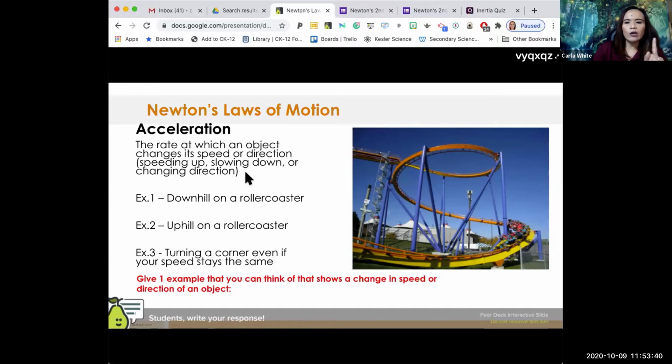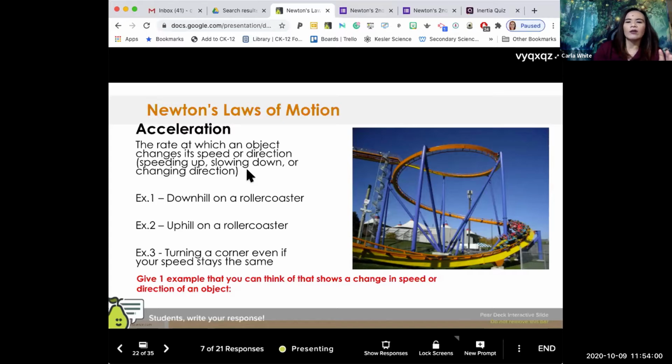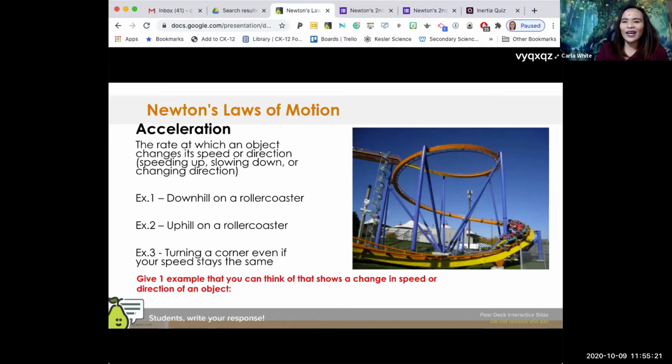I would like you to think of one instance or example that you think shows a change in speed or direction, or that shows acceleration. Remember, acceleration is not just speeding up, but also slowing down or making a turn. Go ahead and write that down. I'll give you about 1 to 2 minutes to write down your thoughts, and we are going to continue in a minute. All right, let's take a look at some of your answers.